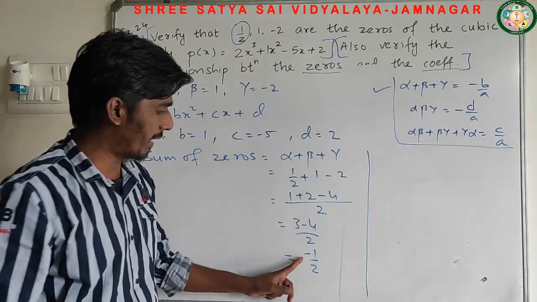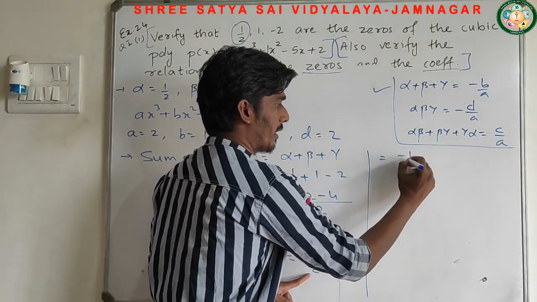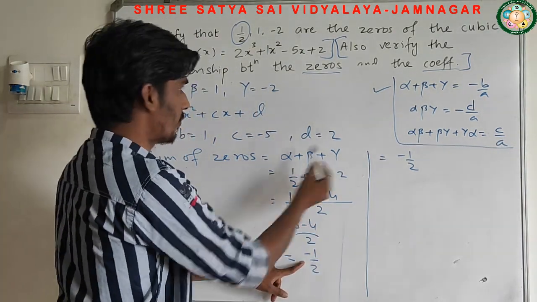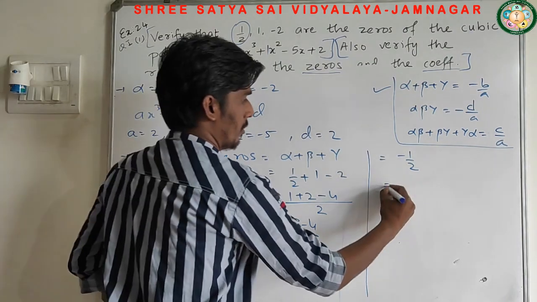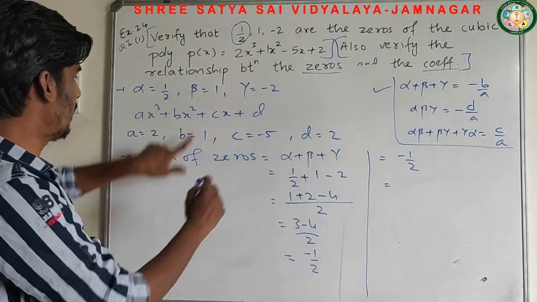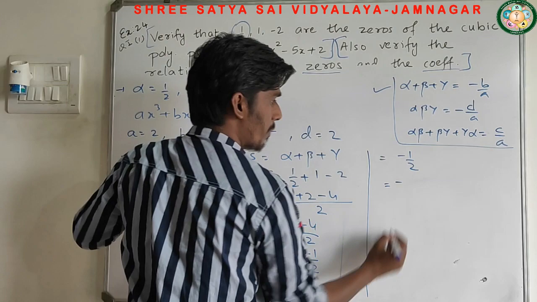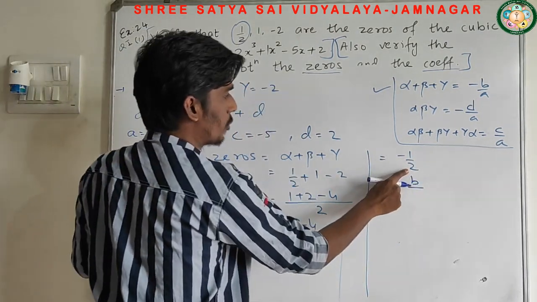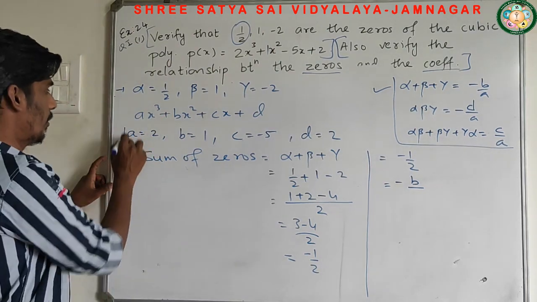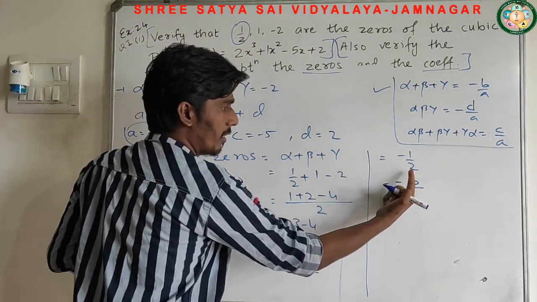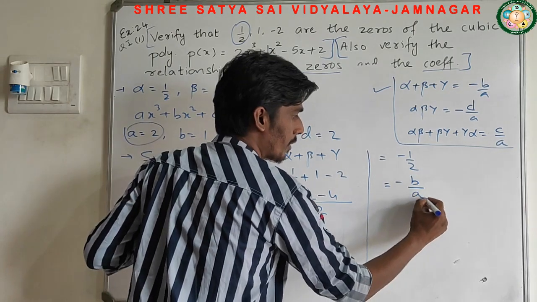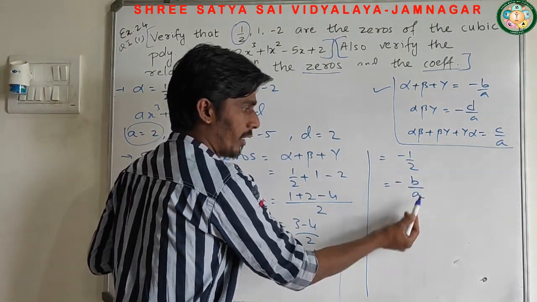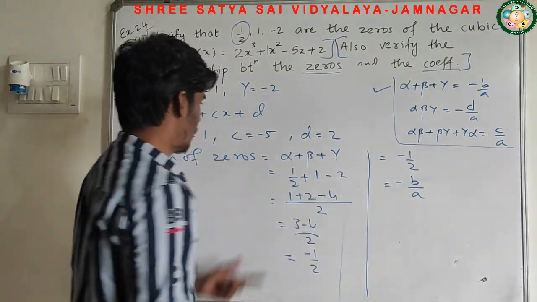Once you got this minus 1 by 2, let me write down again the same step, minus 1 by 2. Now, what is the sum of zeros? It's minus b by a. So, here what is the value of b? It's 1. This is minus. Now, instead of 1, I am going to write b. Now, what is the value of a? It's 2. So, instead of 2, I am going to write a. So, instead of 1, I replace it by b. Instead of 2, I replace it by a. So, I just proved it.